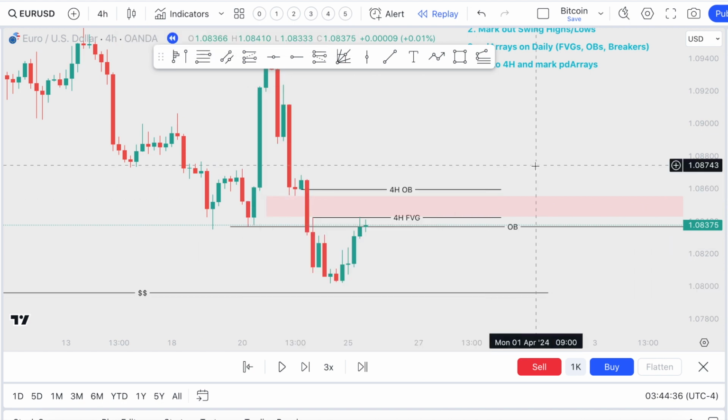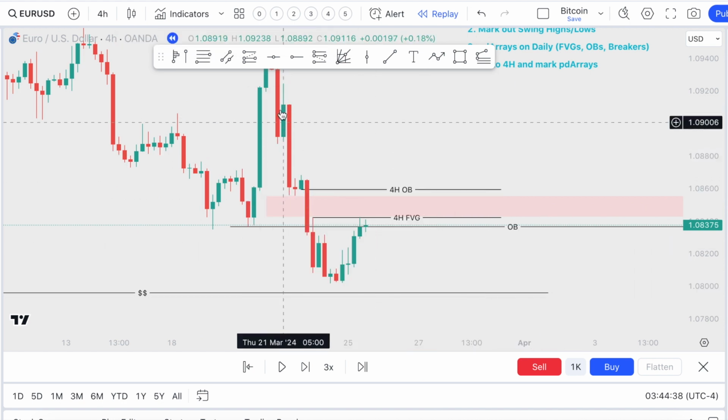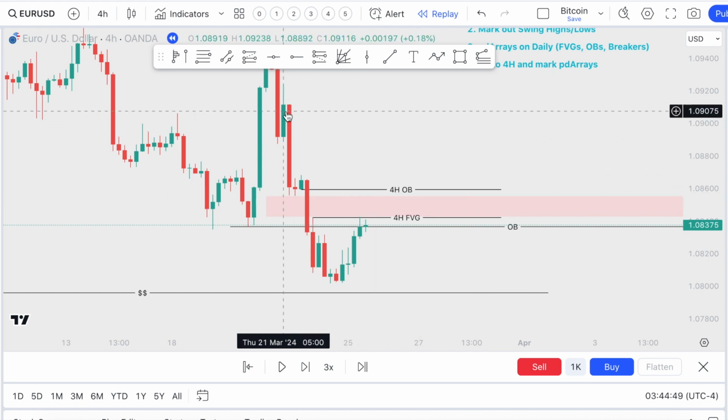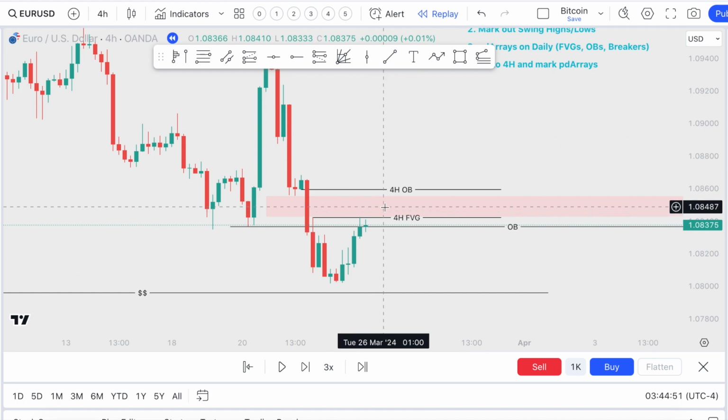Okay, so why did I not mark out this order block or this fair value gap? Because now we're pushing further and further away from a key daily level that is where I'm actually interested in, right? So I'm not going to mark those out because it requires this daily level to be broken, and I really don't want to see that, obviously. So these are the levels that I'm interested in.